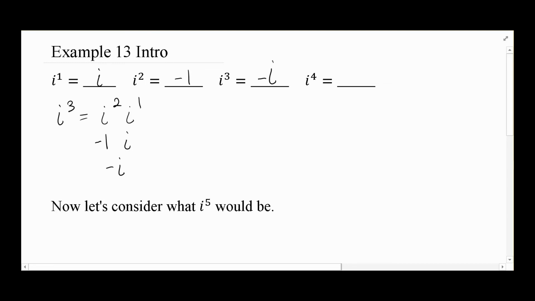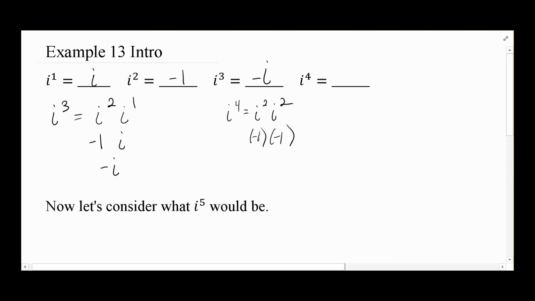How about i to the fourth? i to the fourth you could think about as being i squared times i squared. Well, that would be negative 1 times negative 1, which is positive 1. Make sure you know those first four powers of i. This is really important, and I'll explain why, that we know these first four powers of i.